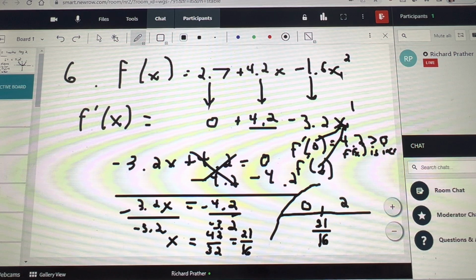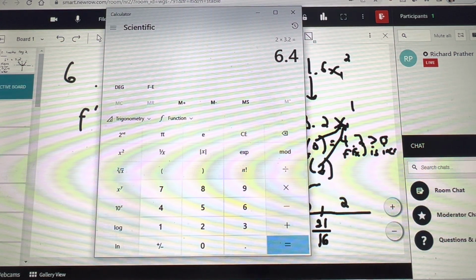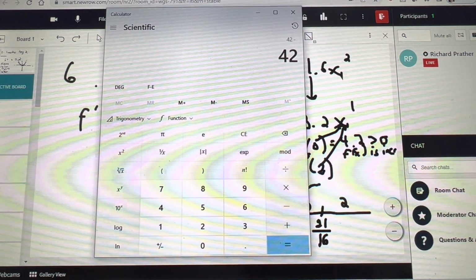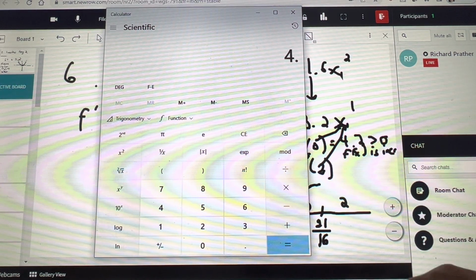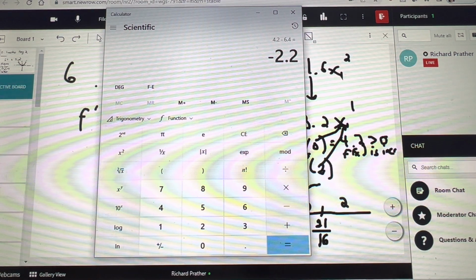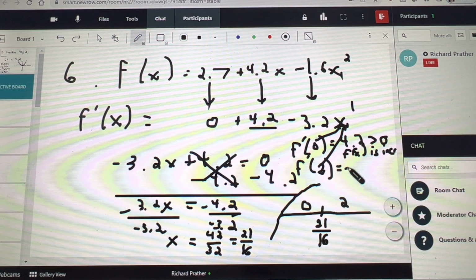2 times negative 3.2, or I could just do 2 times 3.2 is 6.4. And then I could do 4.2 minus 6.4. So f prime, oops, I typed that wrong, 4.2 minus 6.4. F prime of 2 is negative 2.2. And it's okay if these are decimals because they never asked for these answers. So now it's less than 0, it's negative, and that means the original function is decreasing.